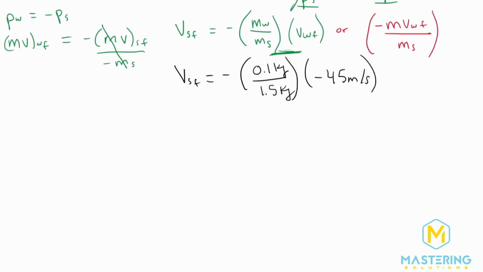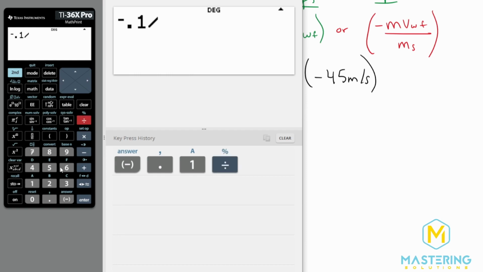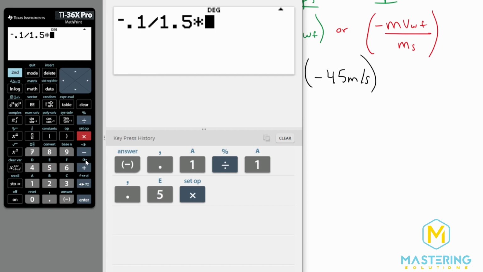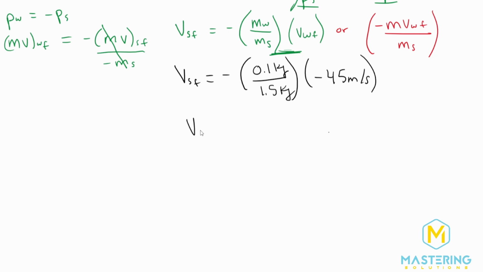So now if we pull up our calculator, we have a negative 0.1 divided by 1.5, and that's going to get multiplied by a negative 45 meters per second, which gives us the final velocity of the squid. Final is equal to 3 meters per second.